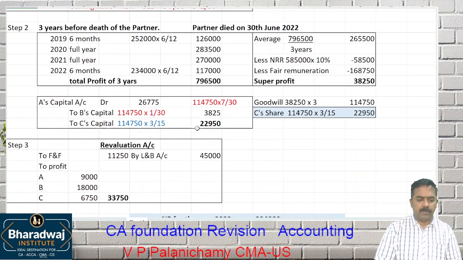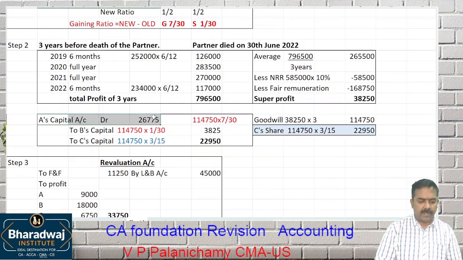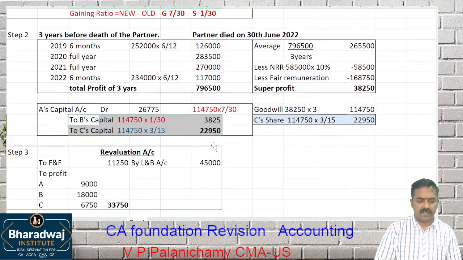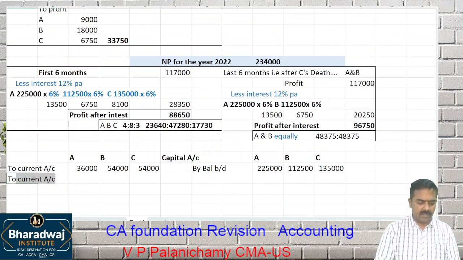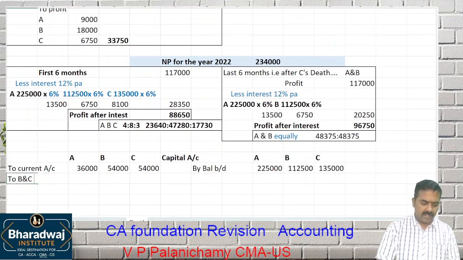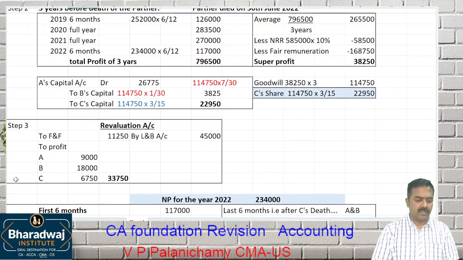How will you post this goodwill adjustment? A's capital account is debited. B and C are credited. So how to pass this? How to post this? Very simple. Debit in A's column, to B and C, for goodwill.